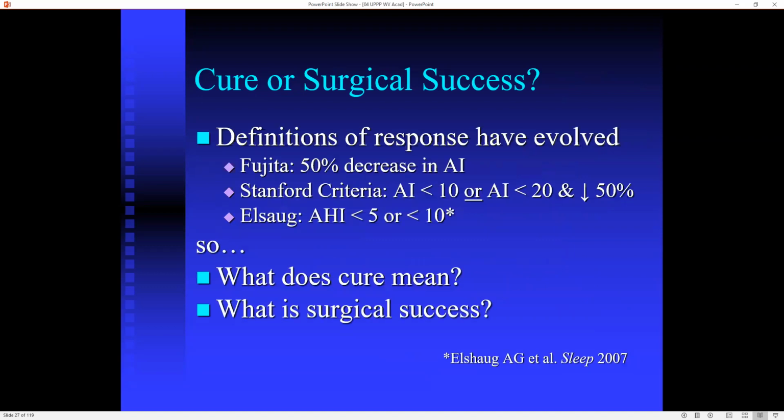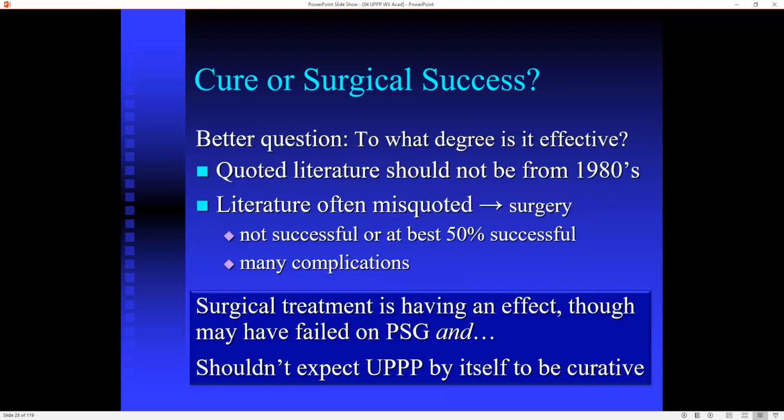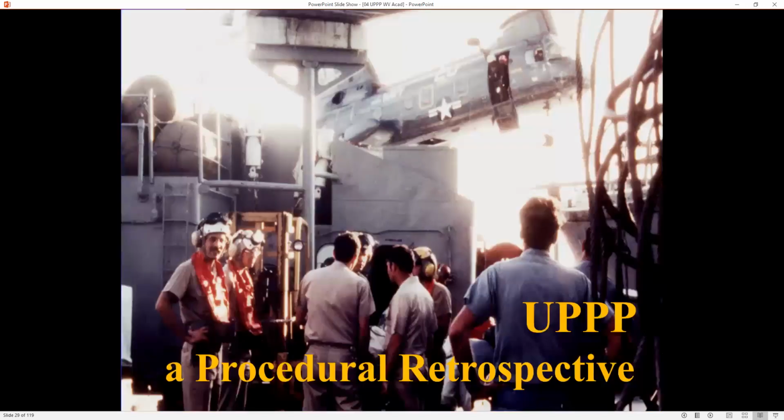So the definitions of response have evolved, and I mentioned this early on. And then what is cure? It's considered now that surgery success is good if you can get a 50% reduction in the AHI and below 20. So what does cure mean? I personally try to get it below 5, but that's my own personal goal. So the better question, as we just talked about, is to what degree is the UPPP effective? And we shouldn't quote the 1980s literature. And we shouldn't expect UPPP by itself to be curative. I think I've beat this dead horse.